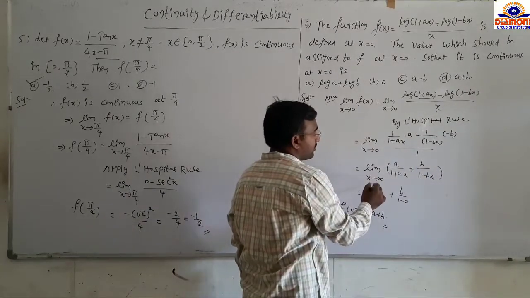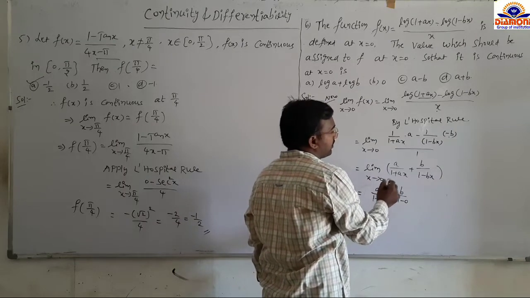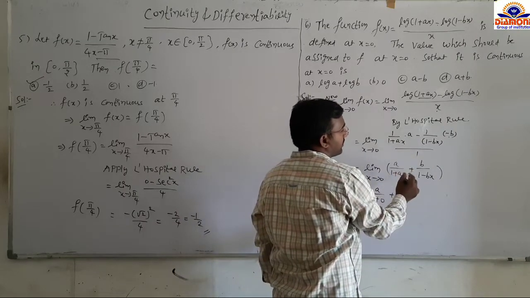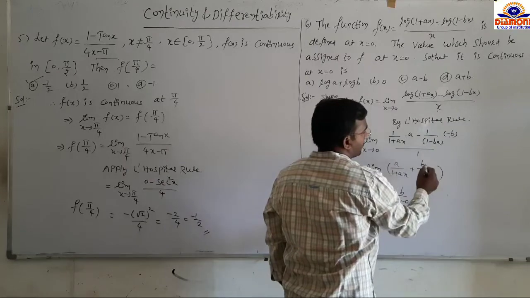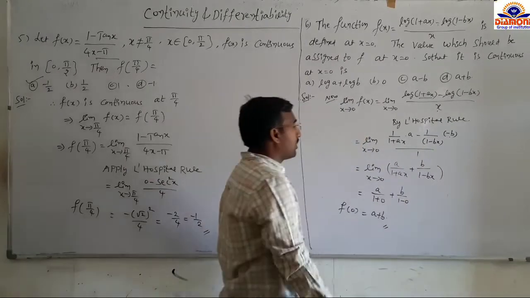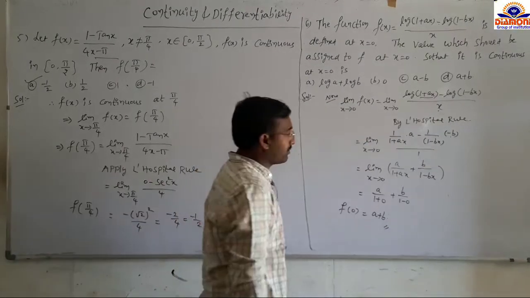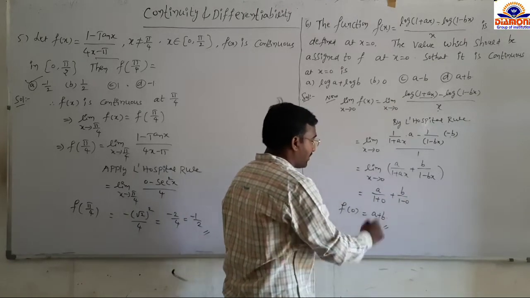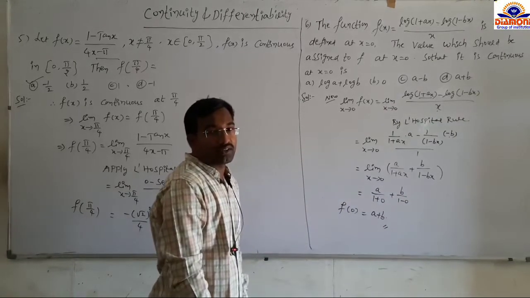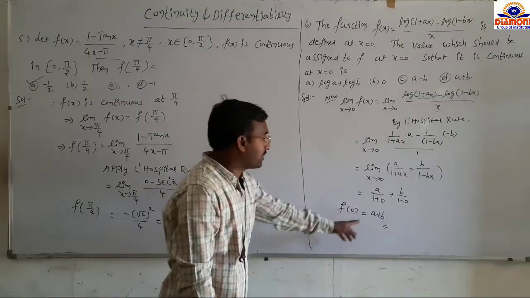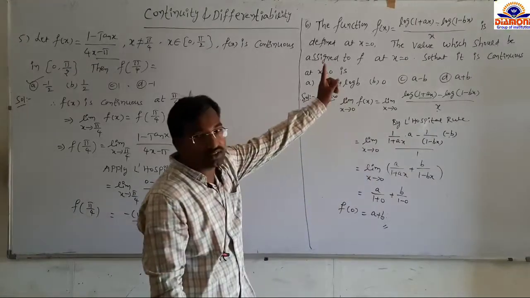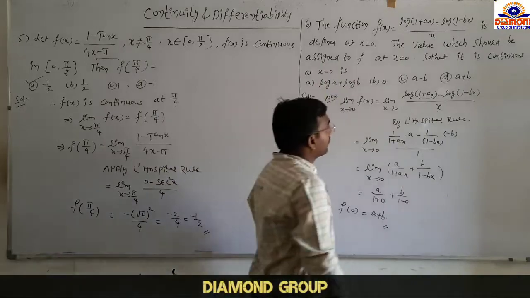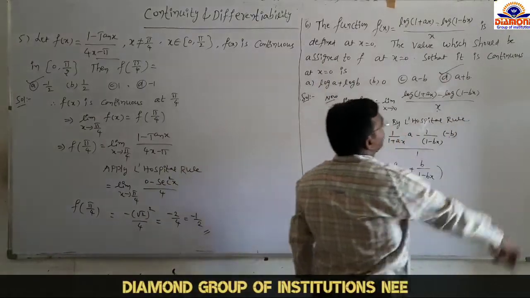So limit x tends to 0 equals limit x tends to 0 of a by 1 plus ax, minus or plus, b by 1 minus bx. Now apply limit x value 0, substitute, what you get here: a by 1 plus 0 plus b by 1 minus 0 is nothing but a plus b. If you assign x equal 0 for the function f as a plus b, then the given function is continuous. So final option a plus b, option is D.